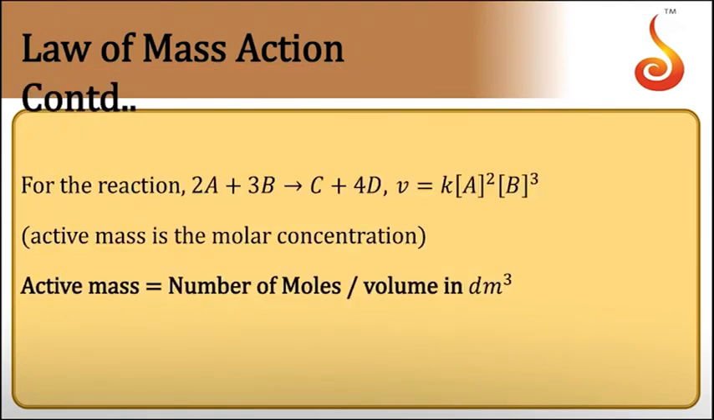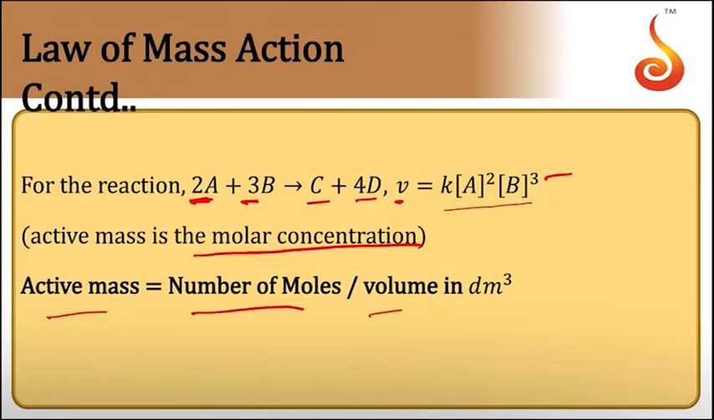Let us take up a reaction, say 2A plus 3B giving rise to C and 4D. Let us write the rate of reaction according to law of mass action. So rate is given by K into [A] squared into [B] to the power of 3. Here 2 is nothing but the coefficient of A and 3 is the coefficient of B. So this is according to law of mass action. Rate is given by K into [A]^2 into [B]^3. And active mass is a molar concentration only. Active mass means number of moles by volume in decimeter cube. This is regarding law of mass action.